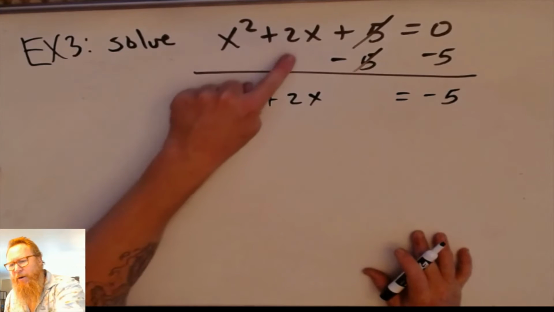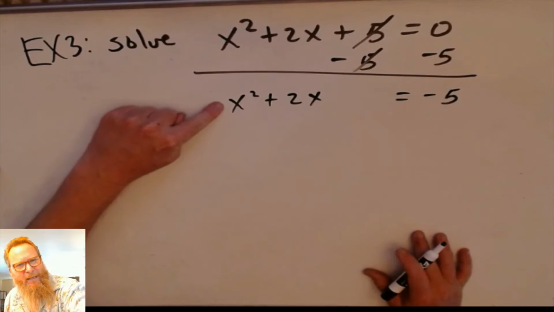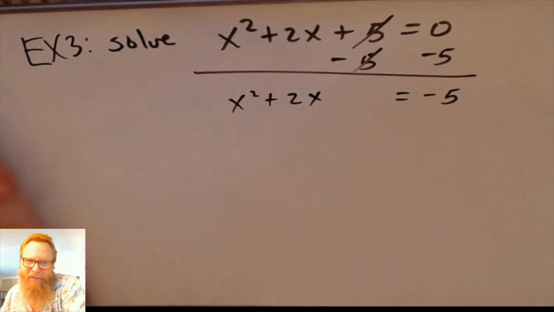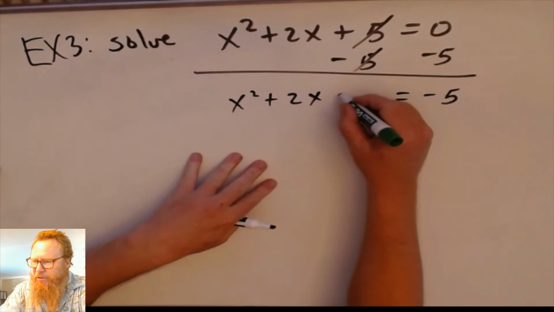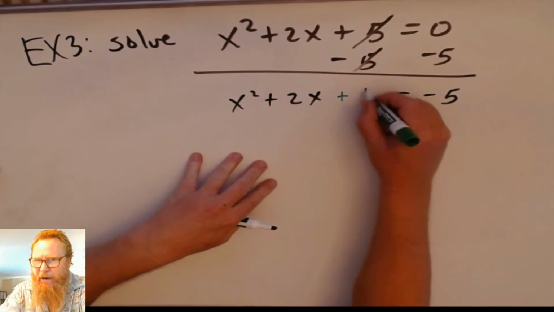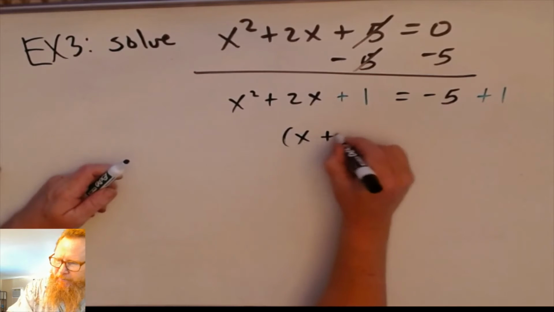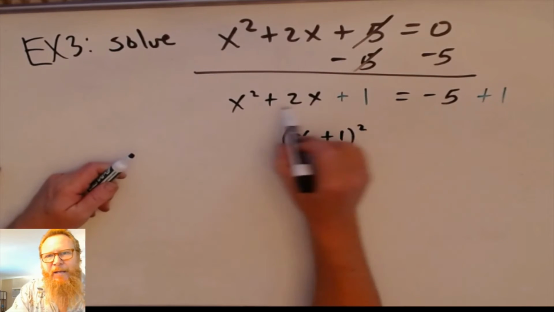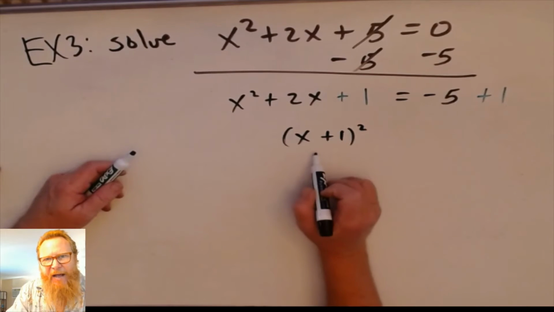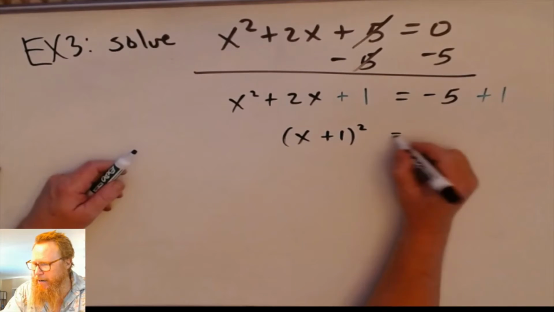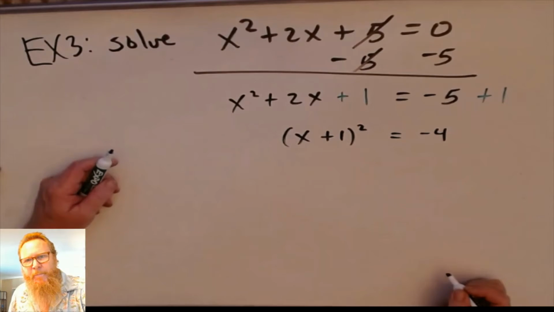If you remember, the middle term is even and the leading coefficient is 1, then that's a perfect candidate for completing the square. So half of 2 is 1, 1 squared is 1, so I'm going to add 1 to both sides. Then I'm going to factor this. So x squared plus 2x plus 1 factors as (x plus 1) squared. And I'm going to combine this to negative 4.